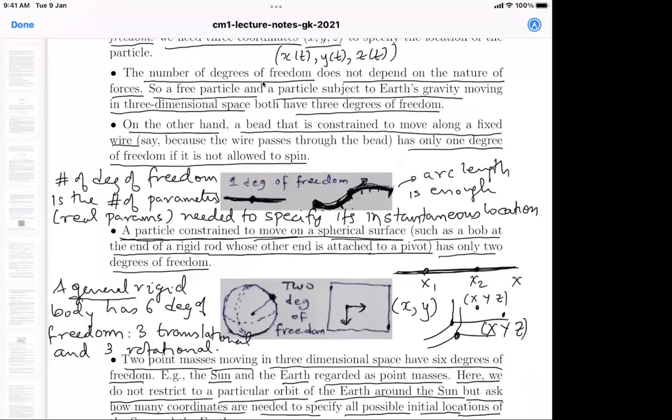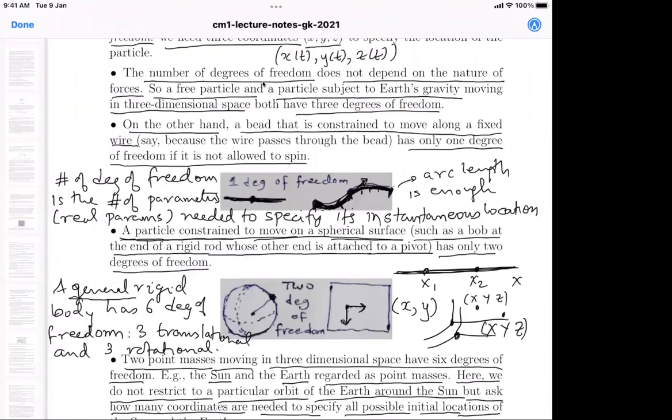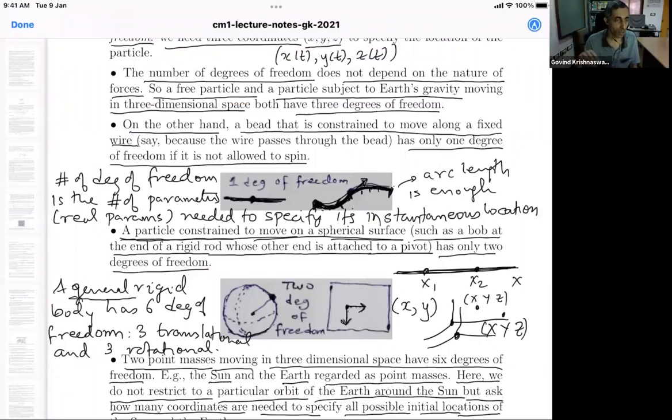Any other question? Go ahead. There is another question from Ankit Gayan, who asks, so changing our system changes the degrees of freedom of a particle moving in that system? Of course, the number of degrees of freedom depends on your system. You change your system, in general, the number of degrees of freedom will change.